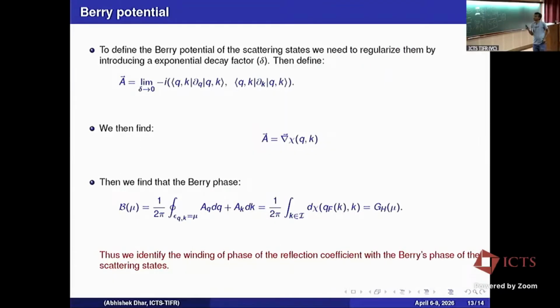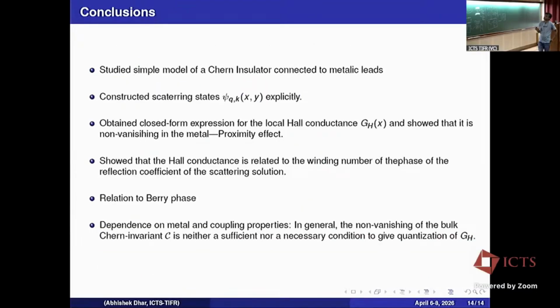Maybe I won't explain this, but basically we can compute the Berry potential for the entire scattering state. And again, you can show that the Berry phase is directly related to the conductance. I'll just show my conclusions. Sorry, I ran over. Thanks for the extra time.